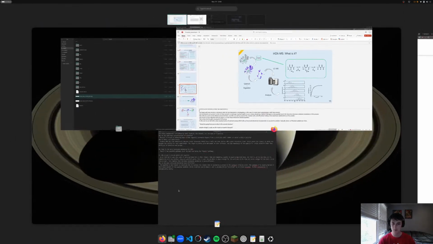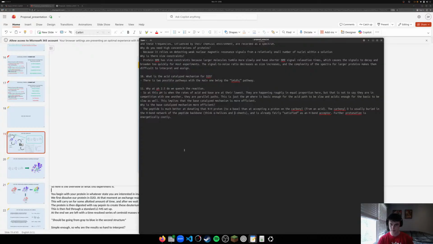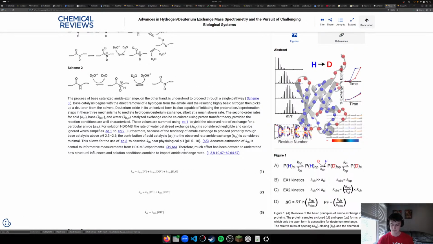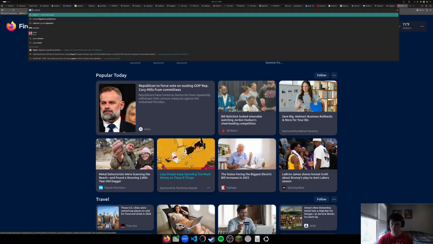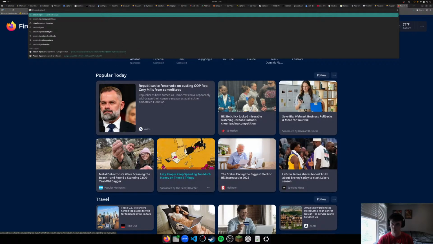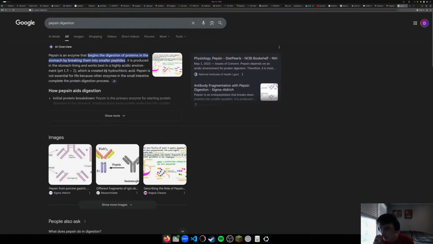Okay. So we probably should ask the question, what is pepsin? Pepsin digestion. It's an enzyme that begins digestion of proteins in the stomach. It is produced in the stomach lining. Okay.